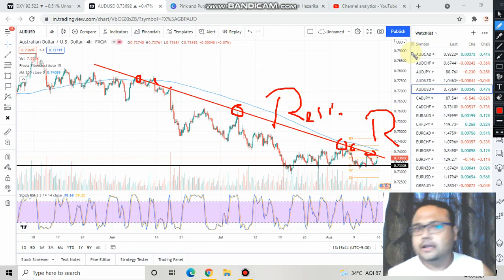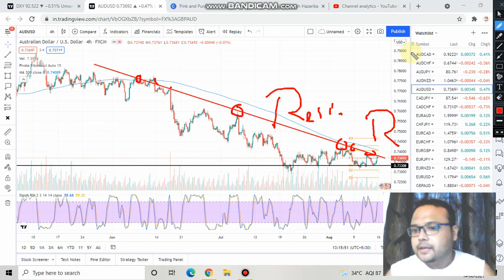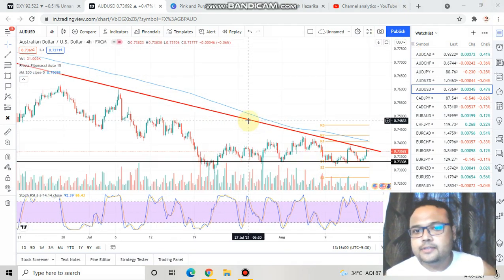If you do not have these lines in your charting platform, then I request you to draw these lines so that you can understand the market better, do proper analysis and take good trades. So this is a resistance, and on the downside we have a support.